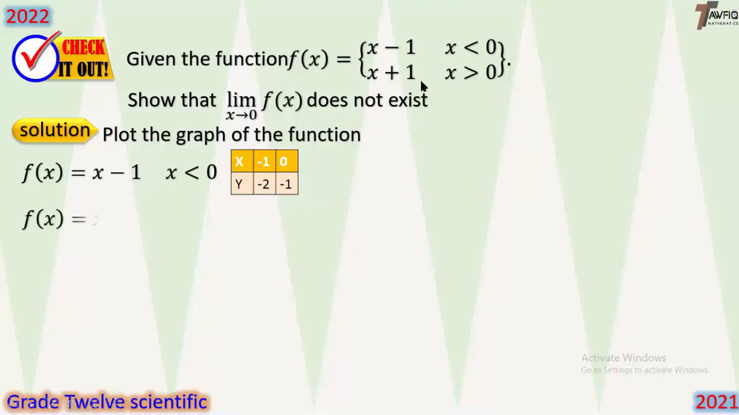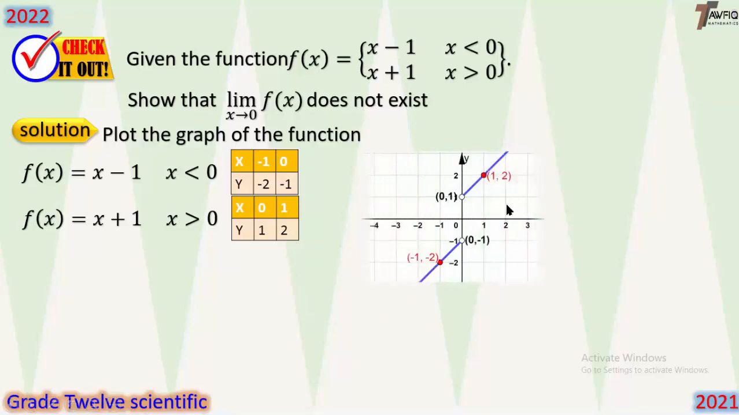And take the other part, f(x) equal x plus 1 when x is bigger than 0. Take 2 points. When x is 0, y is 1. When x is 1, y is 2. And now plot the graphs like this.